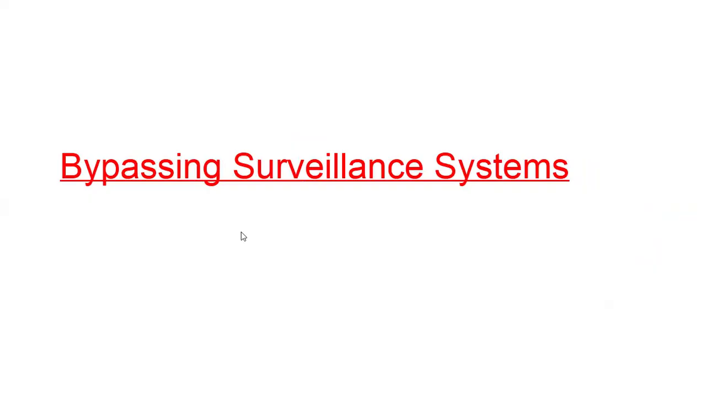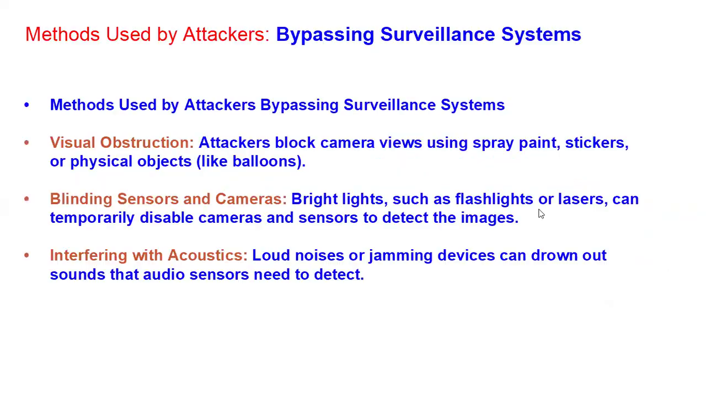Now, attackers can bypass the surveillance system. Let us see how an attacker can bypass it. Methods used by attackers include visual obstruction, blinding the sensors and cameras, and interfering with the sound. We will discuss all these methods used by attackers to bypass the surveillance system.